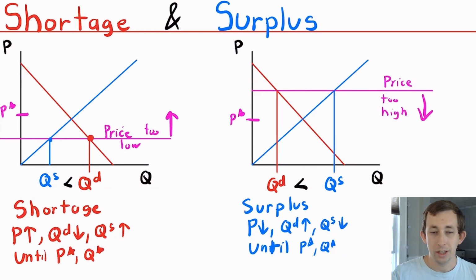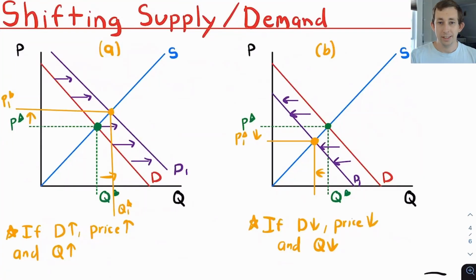Now, both a shortage and a surplus are what we call market disequilibrium. It's in disequilibrium because it's not in equilibrium. Quantity demanded is not equaling quantity supplied. And in a perfectly competitive market, what's going to happen is the prices will automatically adjust such that we get back to equilibrium. Let's start talking about how changes in the supply and the demand curve, specifically shifts in the supply and demand curve, affect market equilibrium.